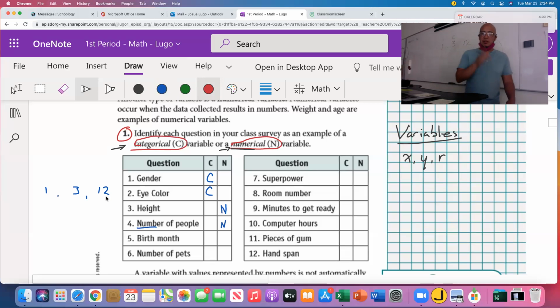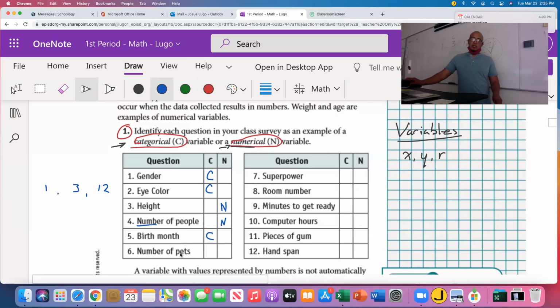As you can see, the number doesn't really mean anything. It's just a label that we put on those months. We just decided January was 1, February was 2, March is 3, etc. So the birth month, even though it has numbers, it is actually categorical. So I'm going to put a C for birth month. So in Schoology, for 1, we put C, 2, C, 3 N, 4 N, 5 C.